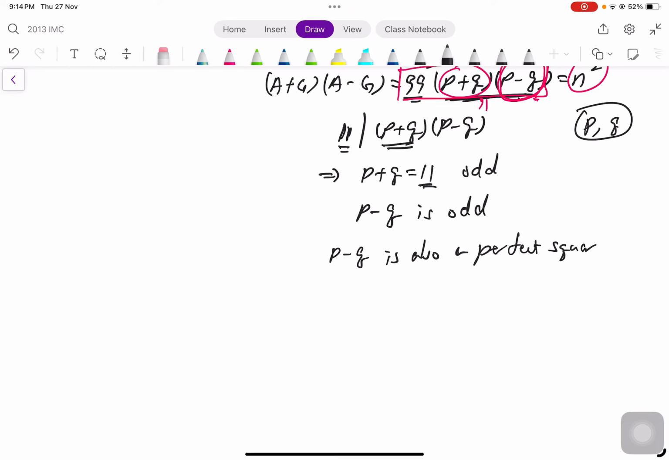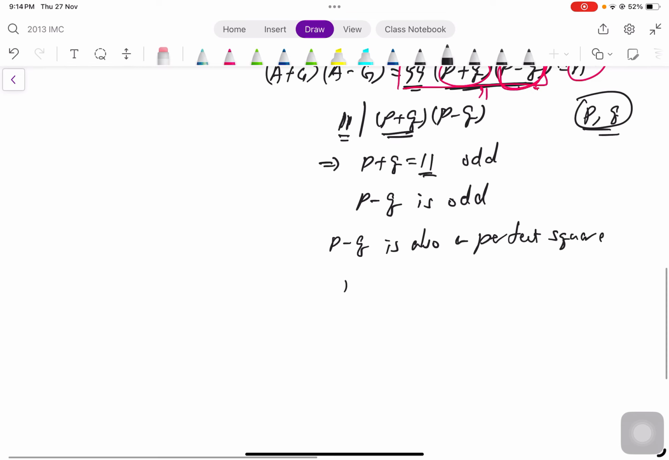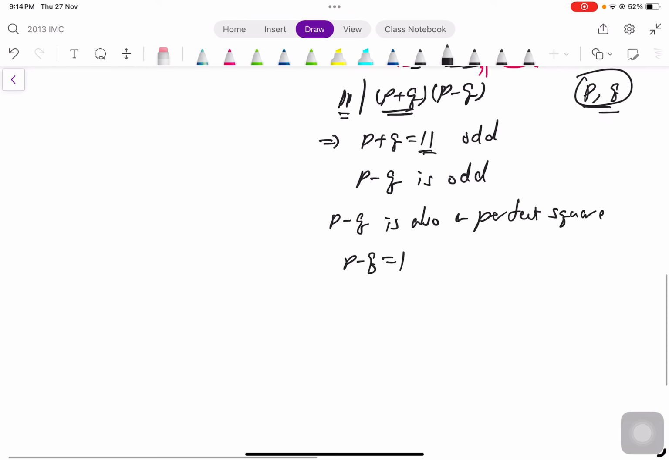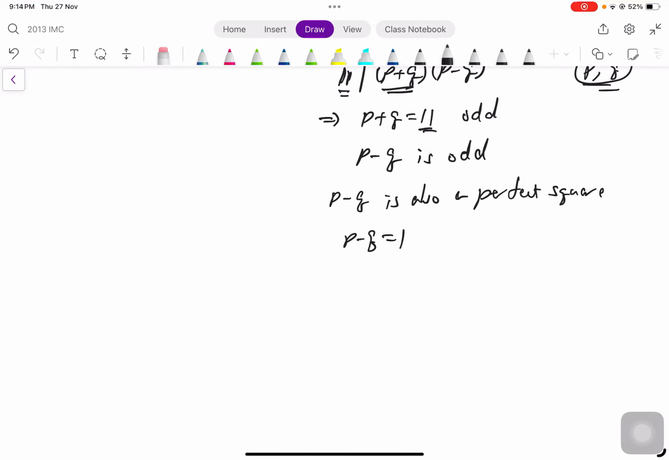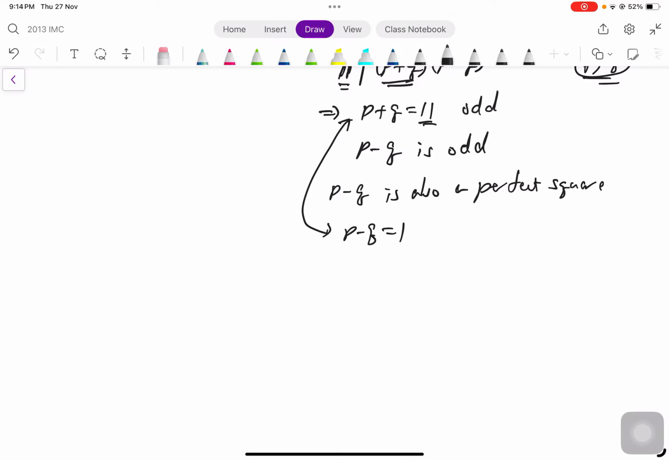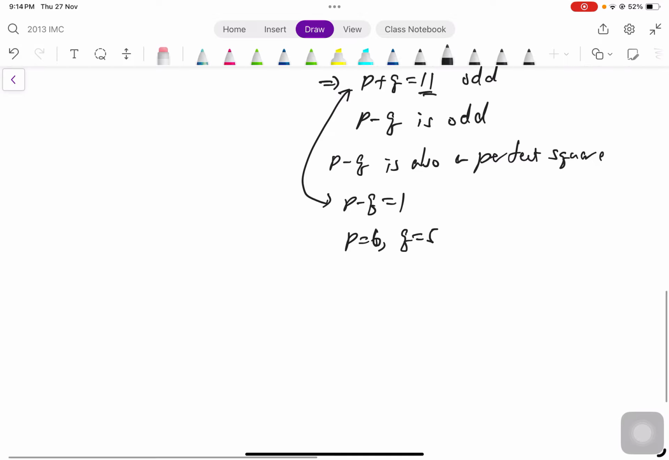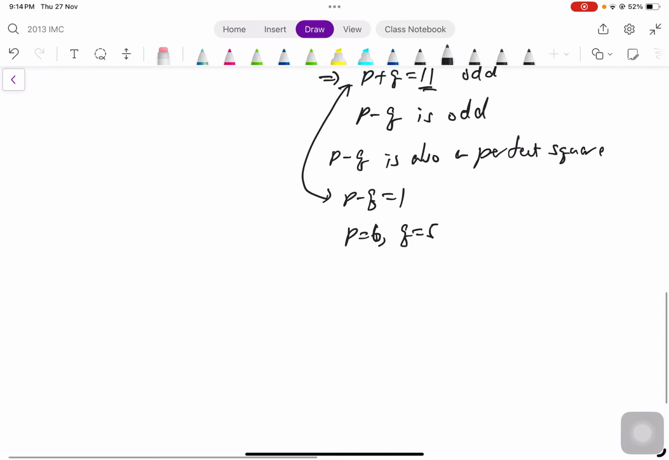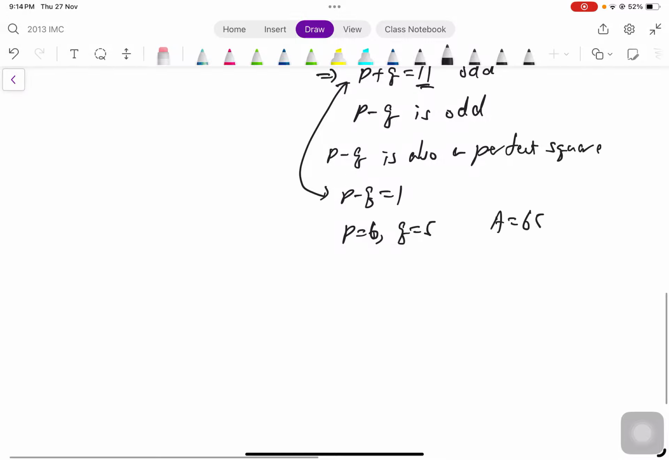But the thing is, they are all single digit. Therefore, P minus Q can only be 1. Then based on these two equations, we can say that P is equal to 6, and Q is equal to 5. That means A is actually 65, and G will be 56.